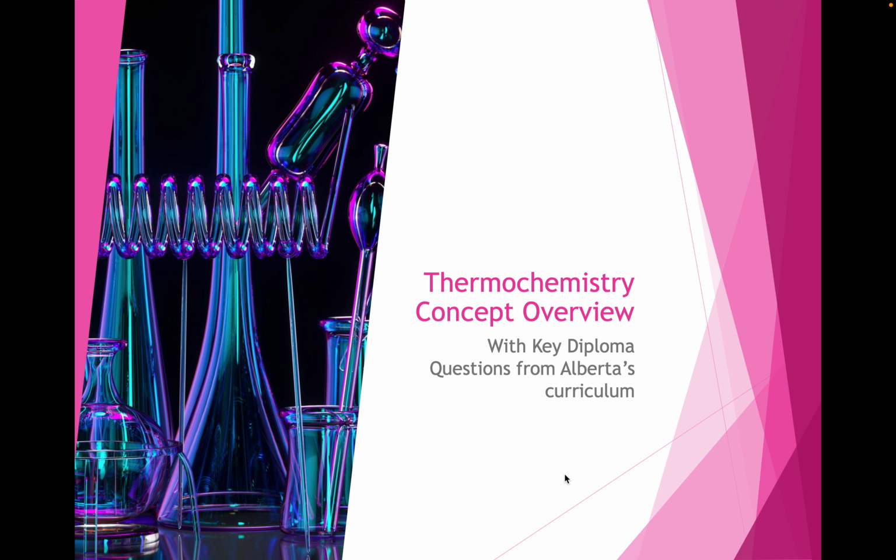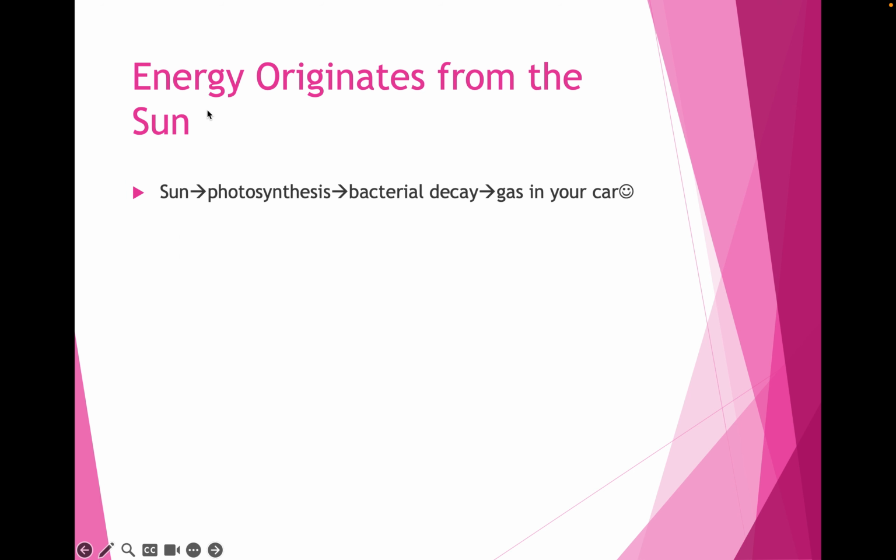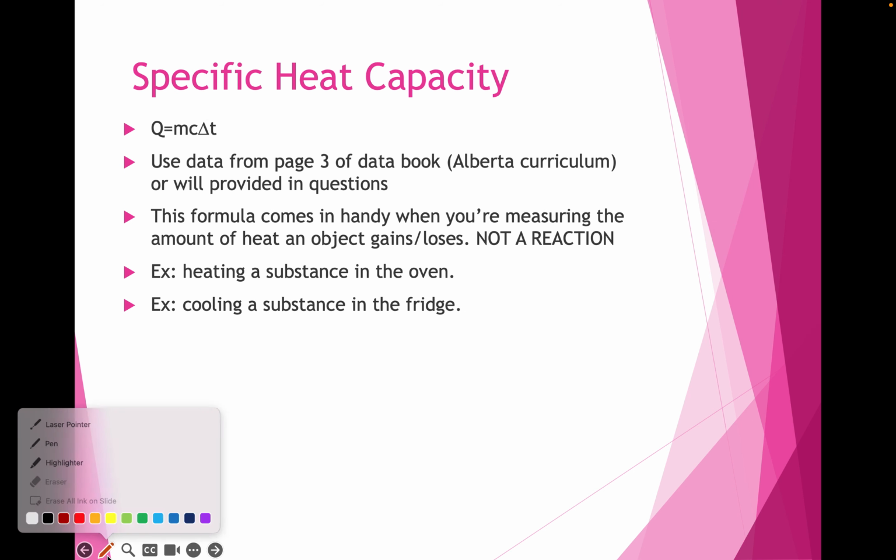Review of the Thermochemistry Unit of Chemistry 30, which does follow Alberta's curriculum, but it does overlap quite a bit with most of the curriculums throughout Canada, and also if you're taking a senior level chemistry course in the States. So when we're looking at our Thermochem unit, the first thing we start with is talking about this formula here, Q equals MC delta T.